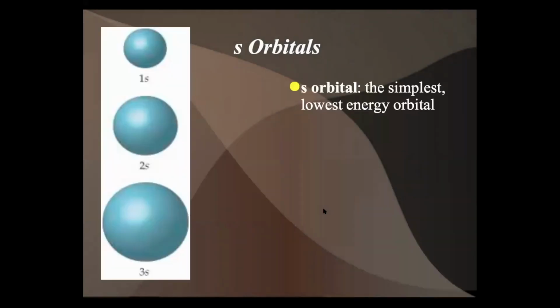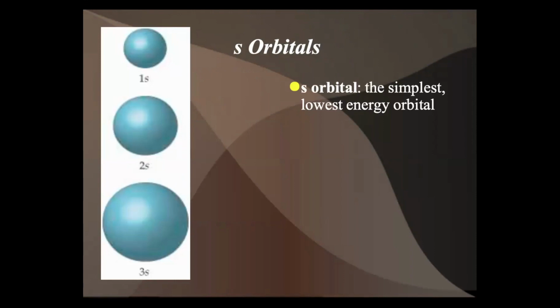Okay, so S orbital, lowest energy orbital. We have P, D, and F that we'll get to later, the more complex shapes. And you can see on the left-hand side, you have 1s, 2s, 3s. And so you have higher energy levels where you get a larger orbital. And so 2s is higher energy than 1s, and it's bigger. And it goes up to 7s?